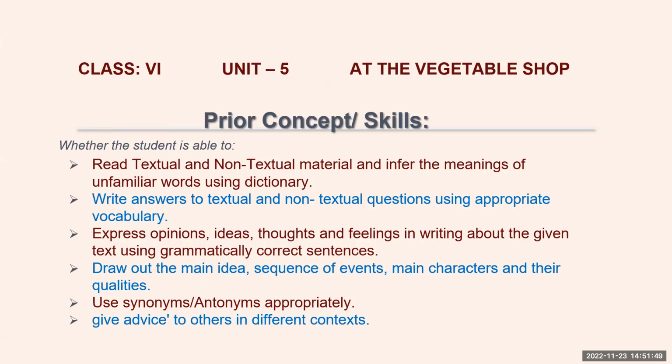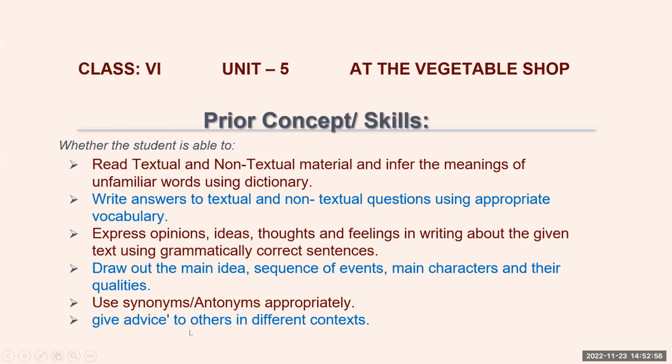We have selected class 6 for the demonstration. Unit 5, the lesson name is At the Vegetable Shop. Before we get into any lesson transaction, we need to know certain concepts. Prior concepts are to be identified. The skills required are to be identified among the students. Whether the student is able to read textual and non-textual material and infer the meanings of unfamiliar words using a dictionary. Write answers to textual and non-textual questions using appropriate vocabulary. Is he able to express opinions, ideas, thoughts, and feelings in writing about a given text using grammatically correct sentences? We should also know whether the student is able to draw out the main idea, the sequence of events, main characters and their qualities from the text. Most importantly, they should be able to use synonyms and antonyms appropriately.